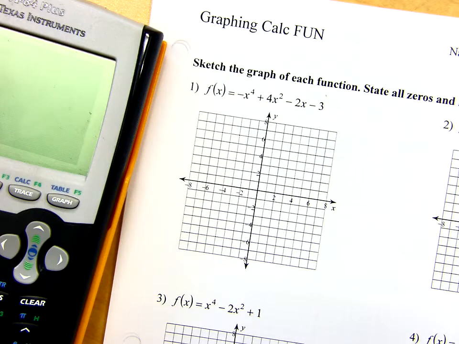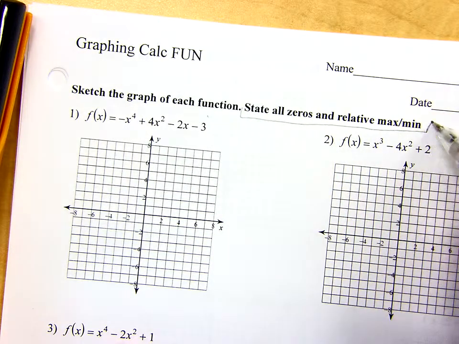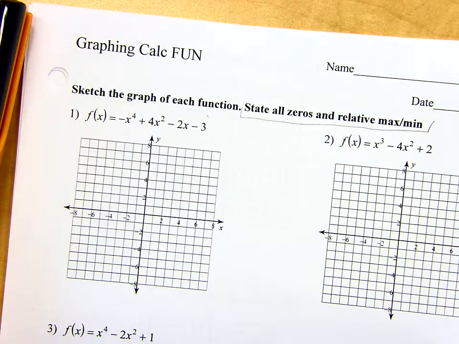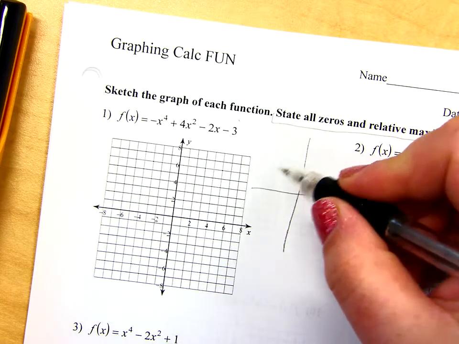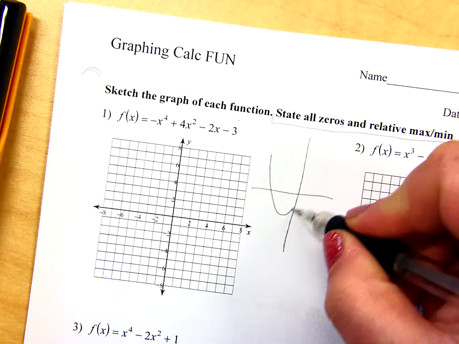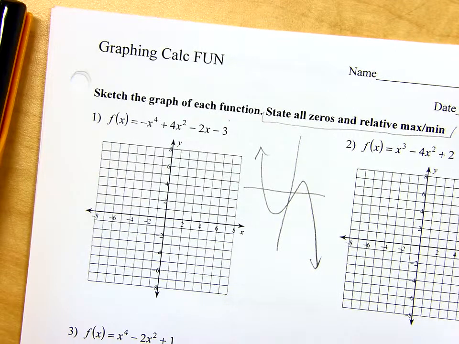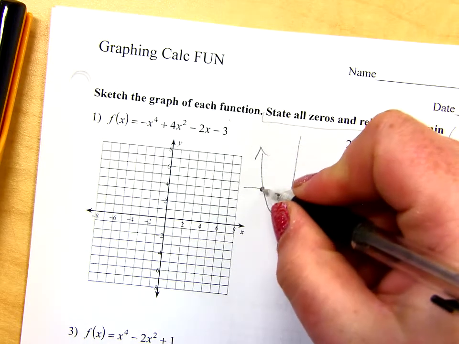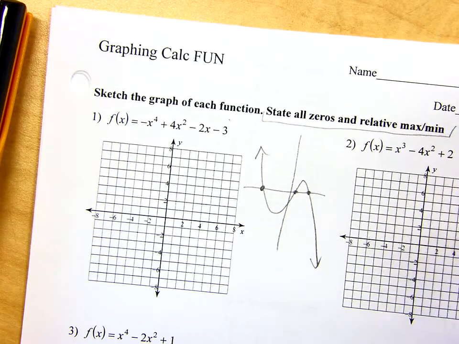So when we are graphing on the graphing calculator, I'm asking you to find these things: zeros and all relative max and mins. So when you look at a graph, let me just sketch one here. Say I had something like this. Okay? What I would be asking you to find are, where does this thing cross the x-axis? So what are those three values?